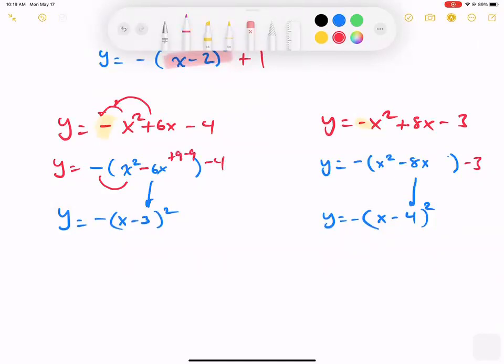Okay, how about on the right side? What's the perfect square I wish I had? 4 times 4 is plus 16 minus 16, right? That's all the setup. Perfect, thank you.